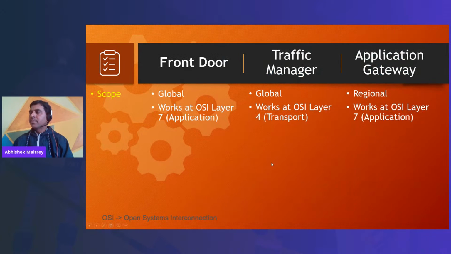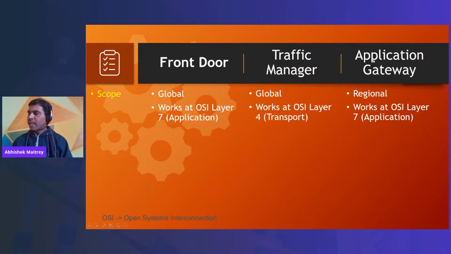Moving to the next, I've noted a single difference between the three different services, although there are many, but for this demonstration this is more than enough. Front Door has global scope and works at OSI layer 7, the application layer. Whereas Traffic Manager works globally, but at the transport layer. Application Gateway works regionally only and at OSI layer 7, the application layer.